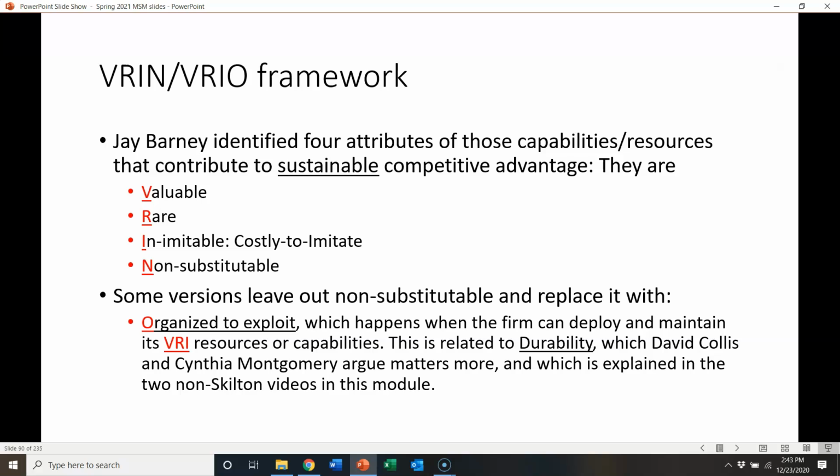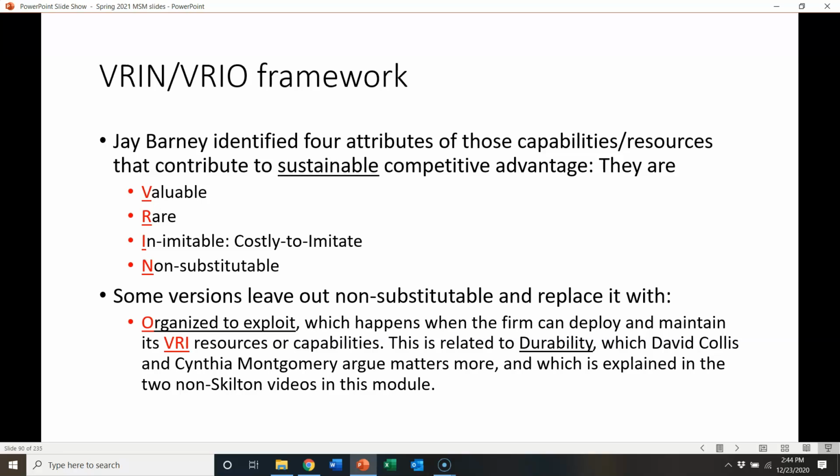It's in what's called the VRIN or VRIO framework. There are a couple of videos in the assignment that talk about sustained competitive advantage in a slightly different set of language. They talk about durability, for instance. So a capability or a resource or core competency contributes to sustained or sustainable competitive advantage when they are valuable, rare, hard to imitate or costly to imitate, and non-substitutable. Right? What does that mean?